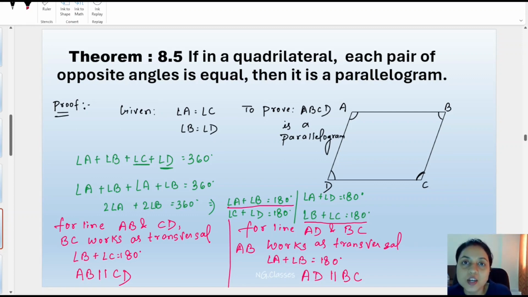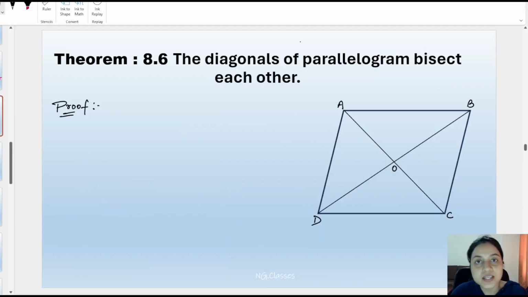And here we can see opposite sides of the quadrilateral are parallel to each other. So we know whenever in a quadrilateral opposite sides are parallel to each other, then it must be a parallelogram. Hence we can say ABCD is a parallelogram. Therefore ABCD is a parallelogram. And hence we are done with the proof. Now let's see our next theorem.